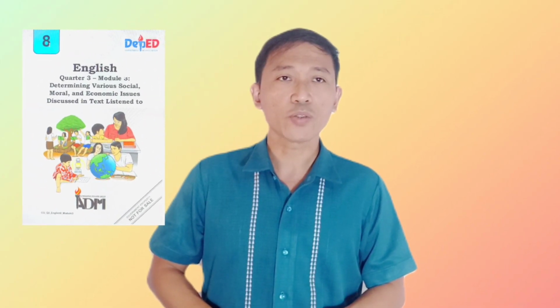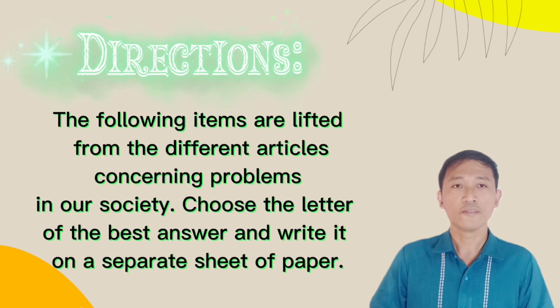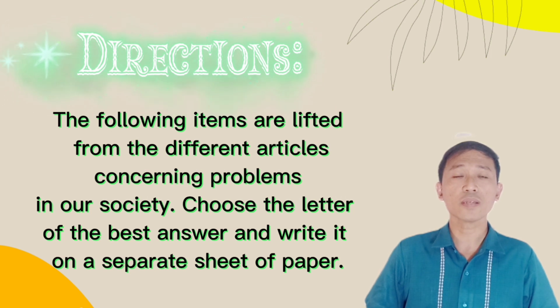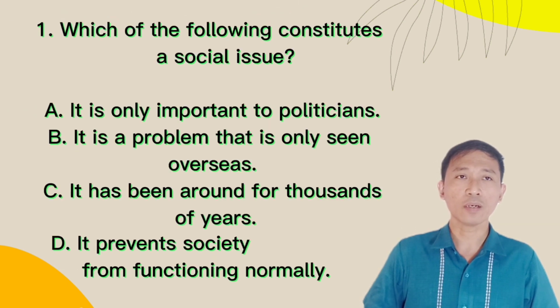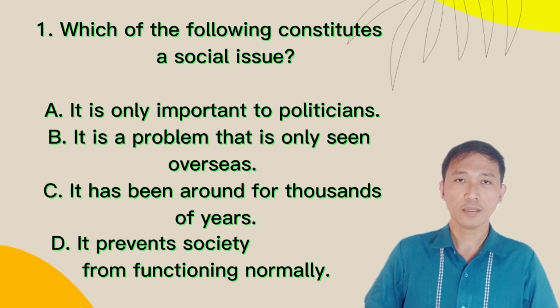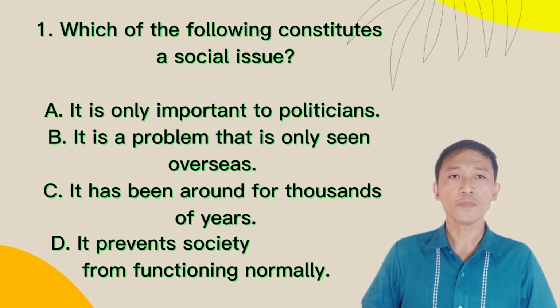This time, recall what you have learned in the previous module on determining various social, moral, and economic issues. Directions: the following items are lifted from the different articles concerning problems in our society. Choose the letter of the best answer and write it on a separate sheet of paper. Number 1. Which of the following constitutes a social issue? A. It is only important to politicians. B. It is a problem that is only seen overseas. C. It has been around for thousands of years. D. It prevents society from functioning normally.